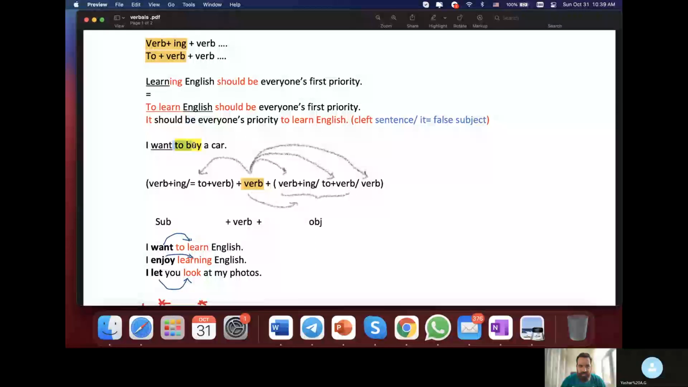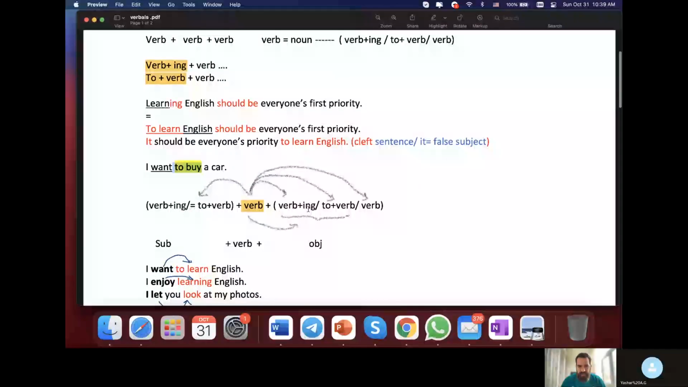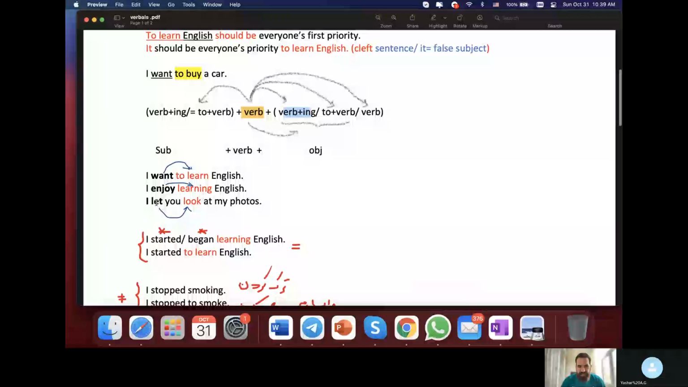Then there is a place where you want to use the second verb rather than the noun. In this case, you can use the gerund form, you can use to plus verb, and you can use the bare infinitive. This completely depends on the type of the verb you use here. So if you use a verb like want, you should use to plus verb. I want to learn English. If you use a verb like enjoy, you need to use the gerund, ing form. I enjoy learning English. If you use a verb like let, you need to use the bare infinitive. I let you look at my photos.